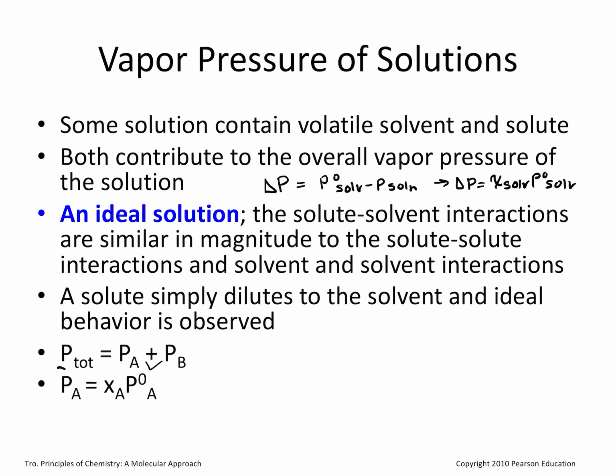So we have the total pressure equals the sum of the two partial pressures, where we can find each partial pressure from the mole fraction and the vapor pressure of its substance. Stuff we've already seen.